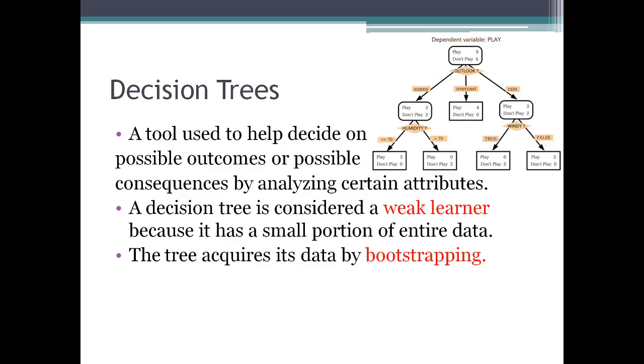A decision tree, though, is considered a weak learner because it only has a small portion of the entire data that you're analyzing. So it's a weak learner in the sense that you don't have all the data, so you can't get a good decision. The tree acquires its data by bootstrapping. What that means is that you get data from an entire data set with replacement. I'll go more into the bootstrapping on the next slide.